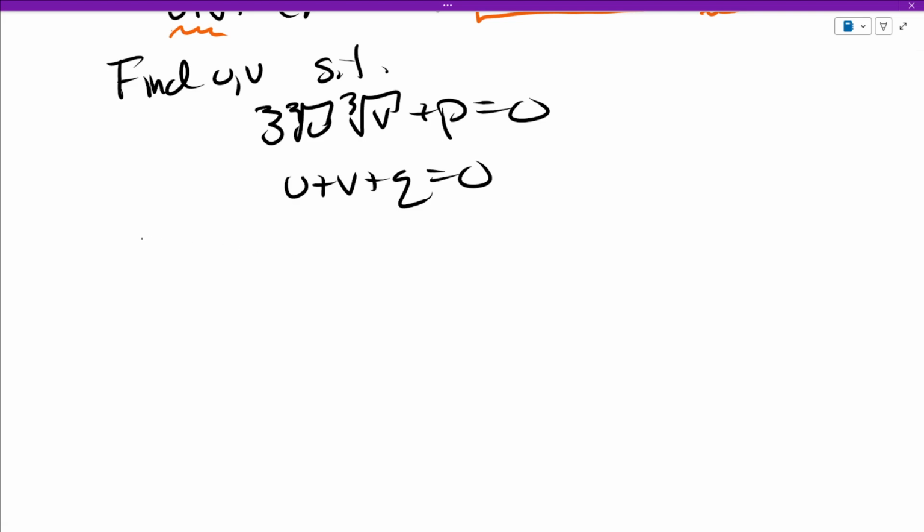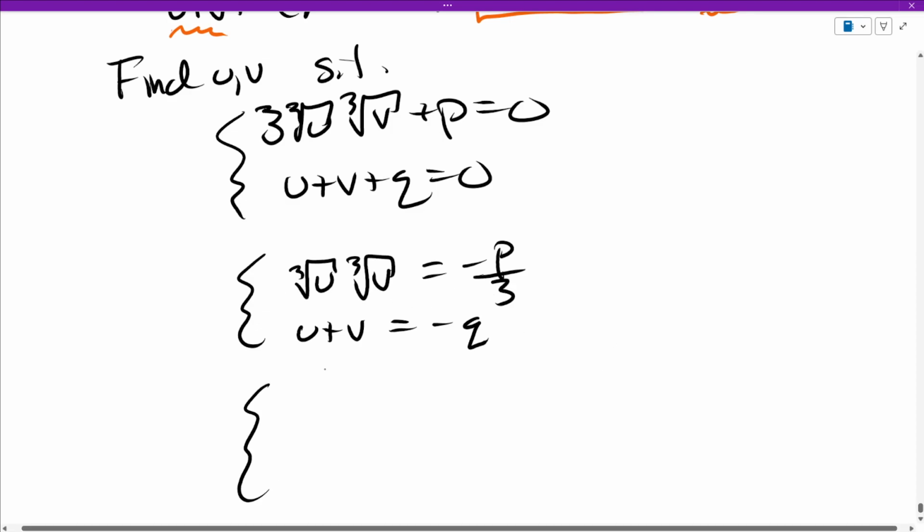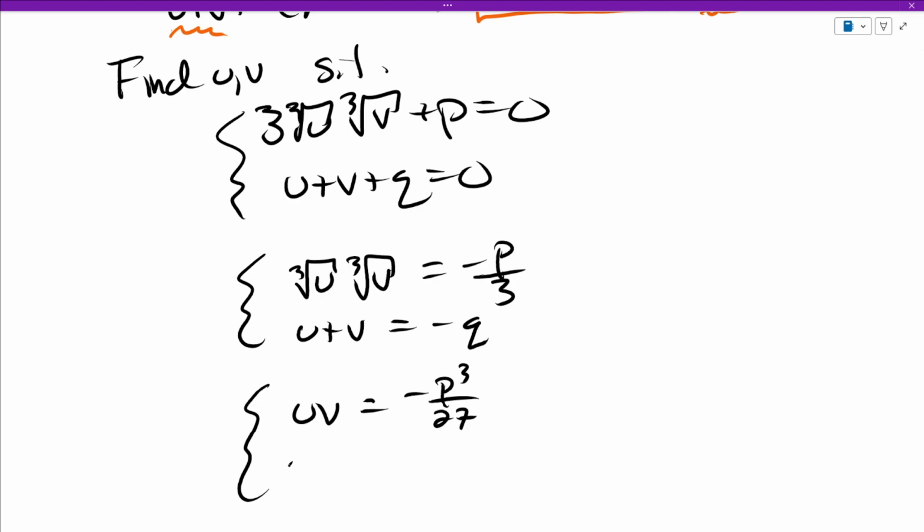All right, so let's take that new system and we'll move the p over to the other side. After I move the p over, I'm going to divide by 3, skipping some steps. And then u plus v is negative q. Move the q over as well. And then we'll go ahead and cube both sides of the first equation. If we do that, we get negative p cubed over 27, and then we get u plus v is negative q.